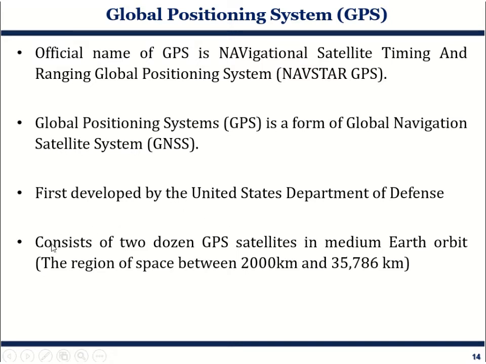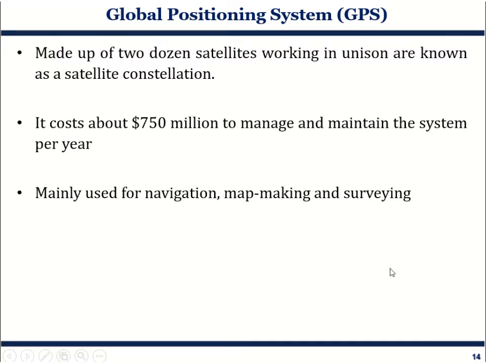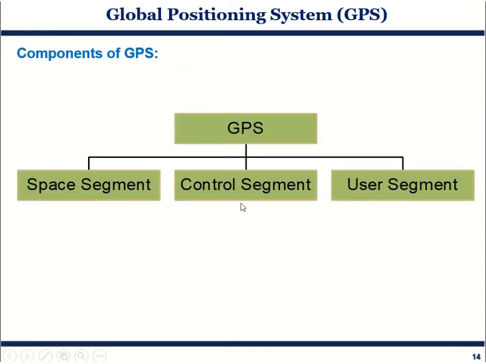Now how it works: it consists of dozens of GPS satellites in the medium Earth orbit. The region of space which it covers is 2000 kilometers to 35,786 kilometers. Up to 2 dozen satellites working in unison is known as a satellite constellation, which costs around 750 million per year to manage and maintain the system. This is mainly used for navigation, map making, and surveying. These are the main important applications which GPS is used for.